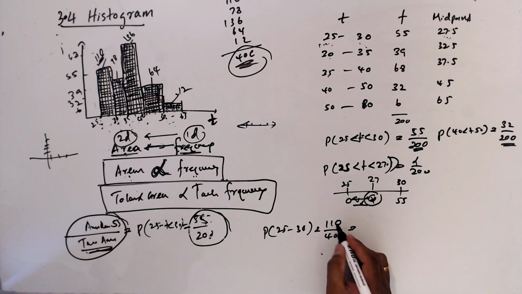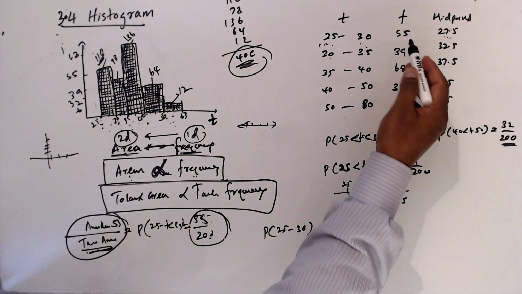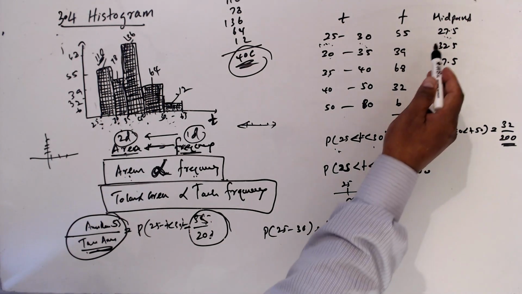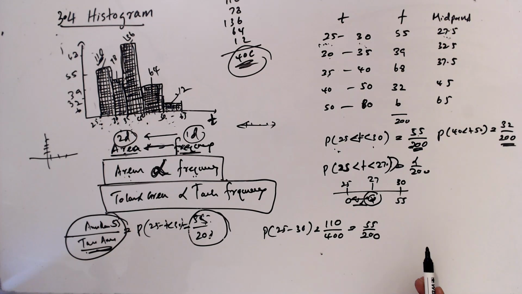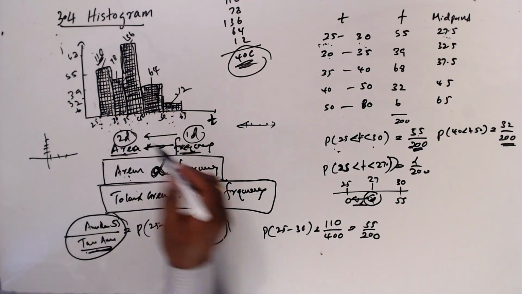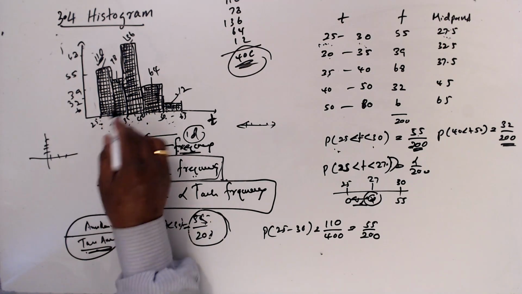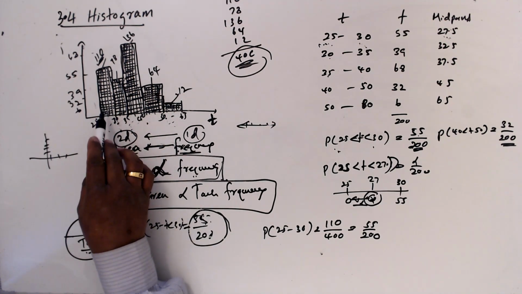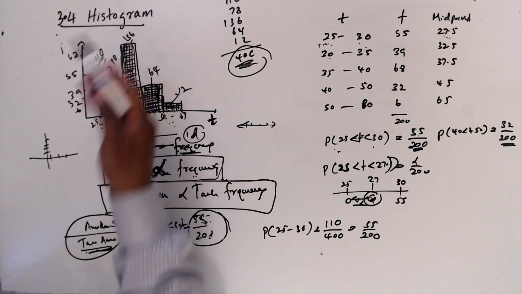So it is the same as 55 divided by 200. Now can you see that? For 25 to 30, the frequency is 55 out of 200. The same thing I turn into an area, under one rule: area is proportional to frequency. Then I counted the number of boxes out of the total number of boxes. Still the same. So this is the task of a histogram.